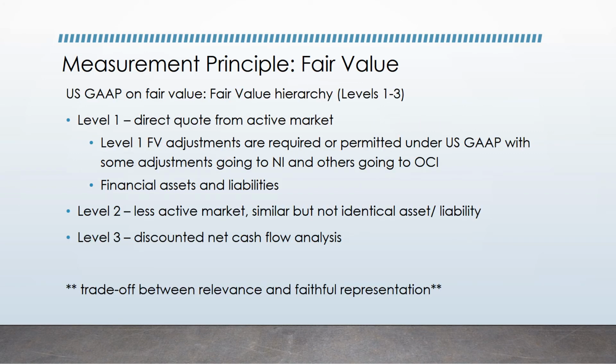So US GAAP on fair value is based on the fair value hierarchy, levels 1 through 3. I kind of have my shorthand for talking about this. A level 1 fair value number is a direct quote from an active market. So for example, if I wanted to see the price at which Zoom stock is trading today, I could look it up online, New York Stock Exchange, and that would be a direct quote from an active market, and that would be a very objective and verifiable fair value number.